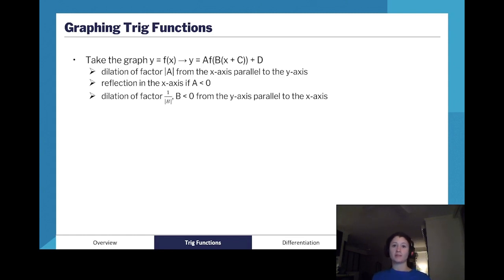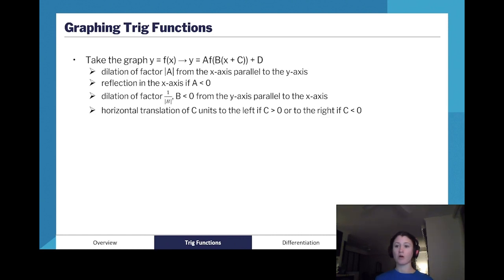There is a dilation factor of 1 over b when b is negative. This dilation is from the y-axis parallel to the x-axis. So this is where our function is being stretched out horizontally. Right? Okay.